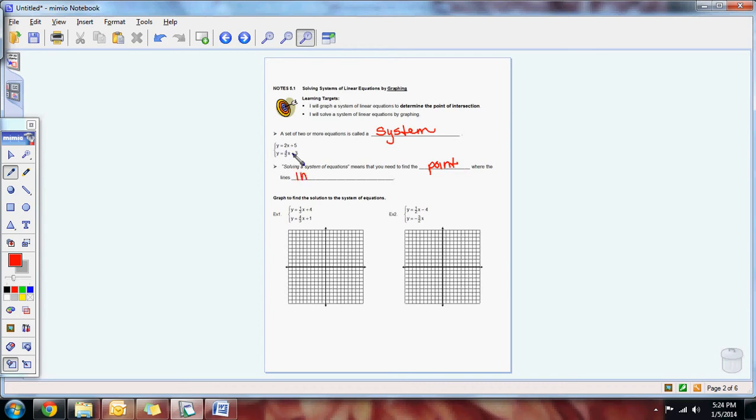And when I ask you to solve a system of equations, you're going to find the point where they intersect. Because these, as you know from our last unit, can be made into lines. So today we're going to be graphing those lines to see where they intersect.